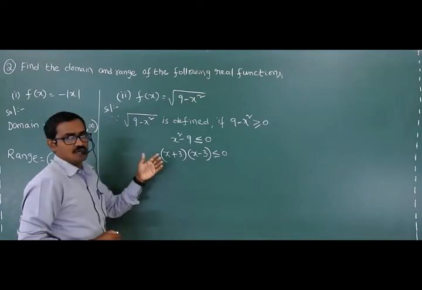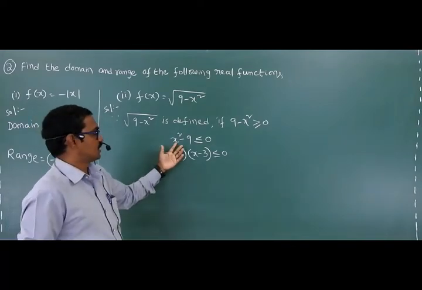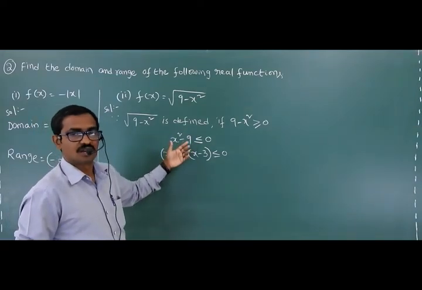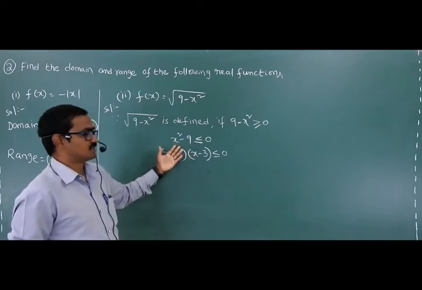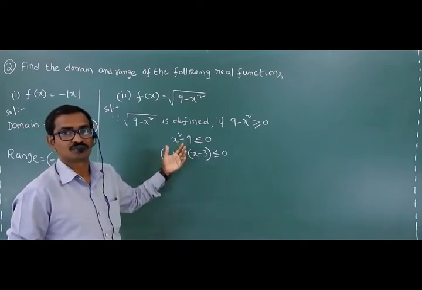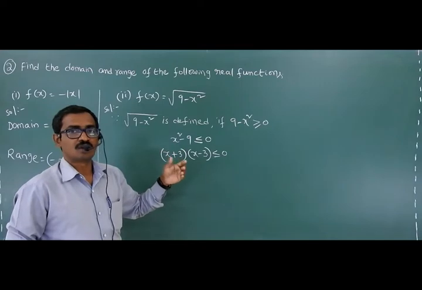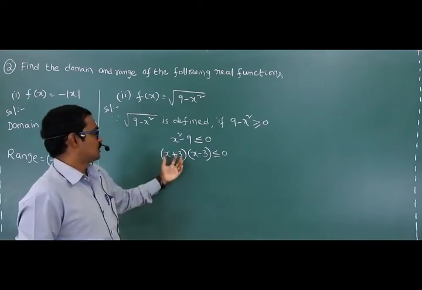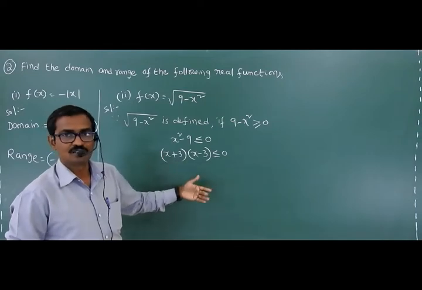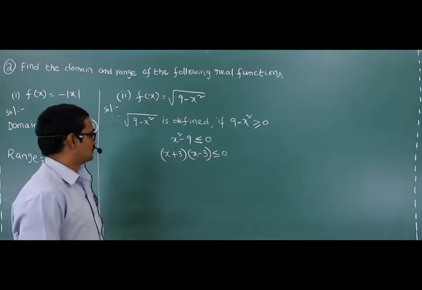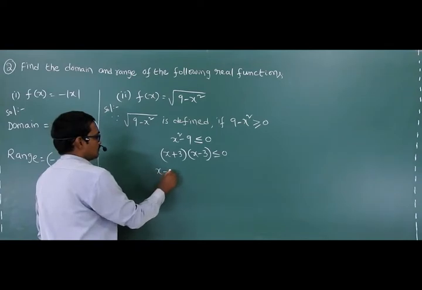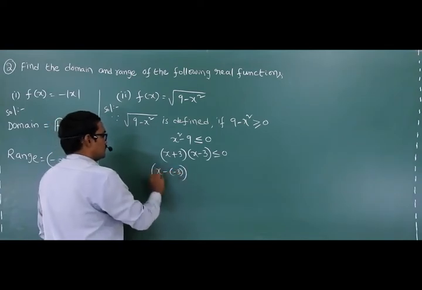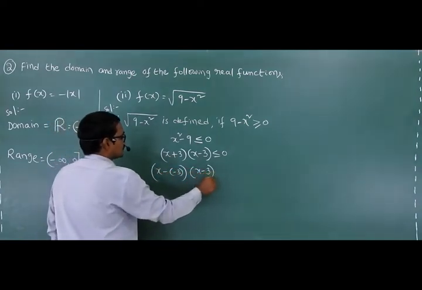It is looking like the a square minus b square form. X square minus 9, you can write as x square minus 3 square. The formula for a square minus b square is a plus b into a minus b. So I applied the formula to get x plus 3 into x minus 3. And this can be written as x minus of minus 3 into x minus 3 less than or equal to 0.